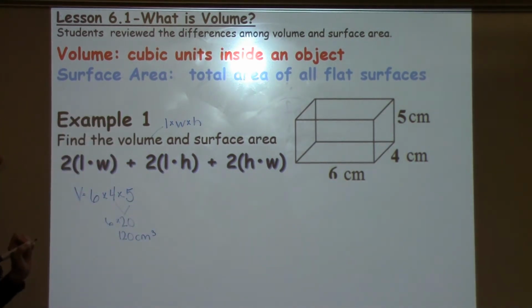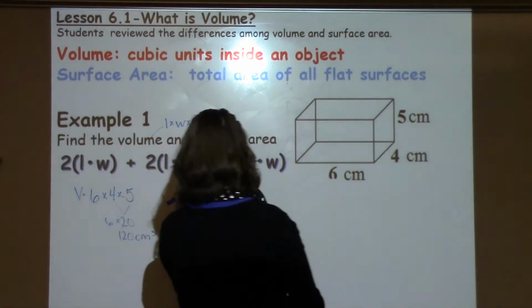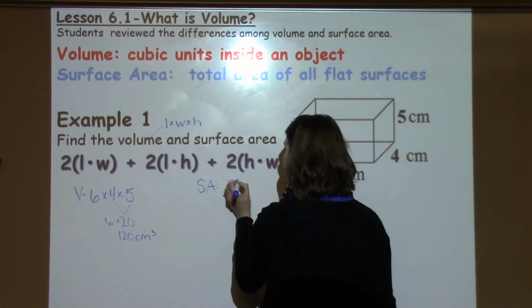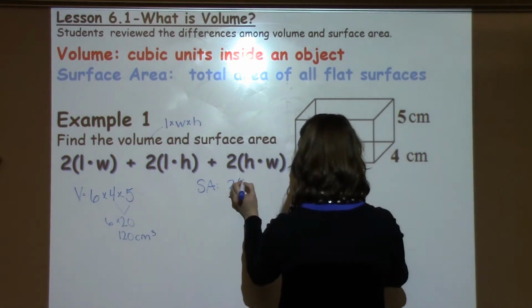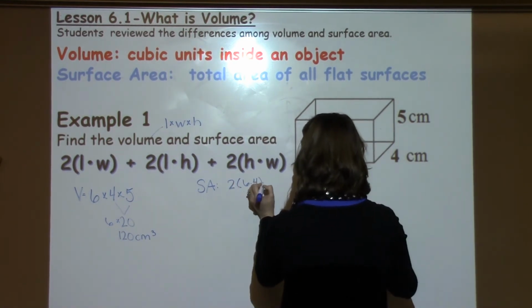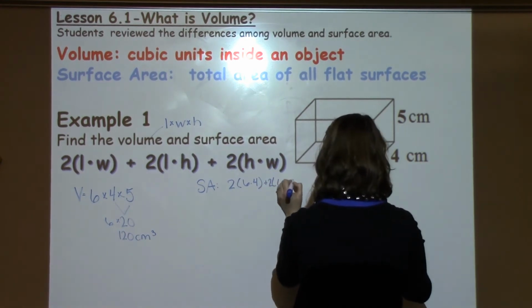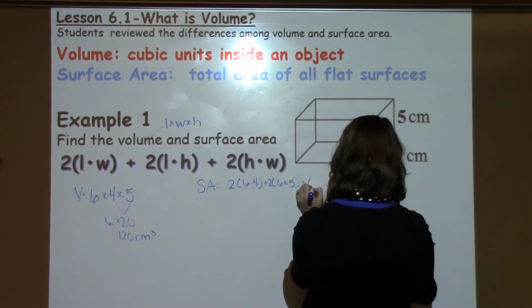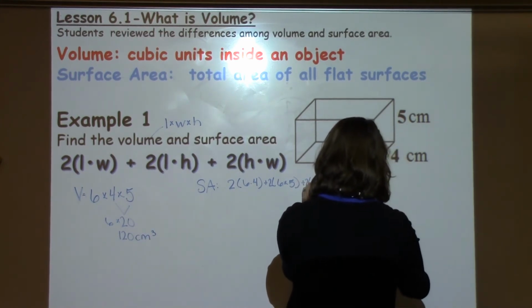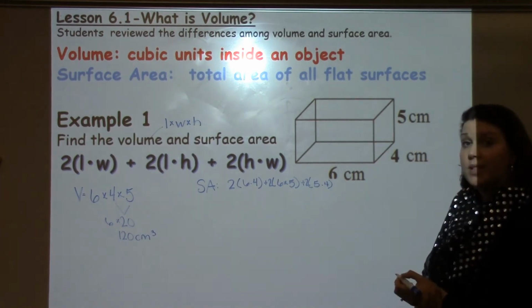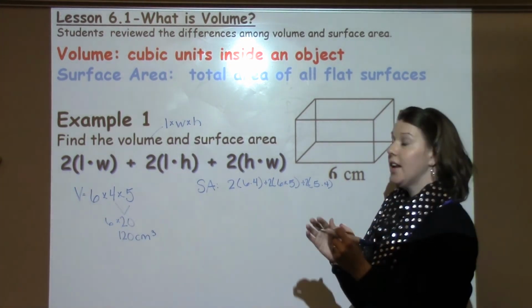All right. Now, going back to review surface area from earlier this year, we're going to use our 2 trick to solve this question. So for our surface area problem, we're going to take our 2 times our 6 times our 4 plus our 2 times our 6 times our 5 plus our 2 times our 5 times our 4. Okay, now I just need to go through and solve this. So we tell the students to go ahead and caret answers down.